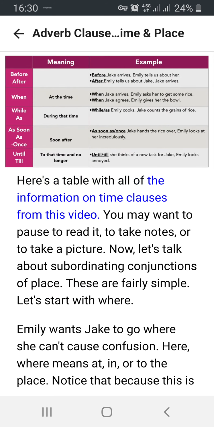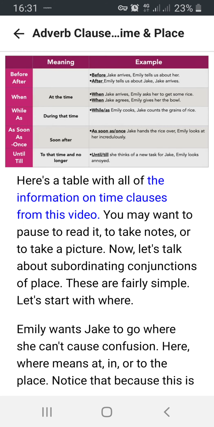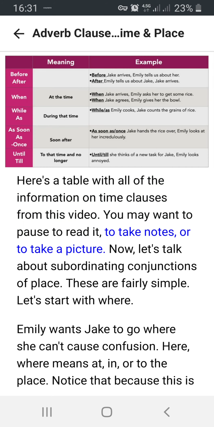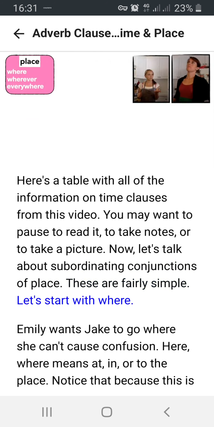Here's a table with all of the information on time clauses from this video. You may want to pause to read it, to take notes, or to take a picture. Now, let's talk about subordinating conjunctions of place. These are fairly simple. Let's start with where.